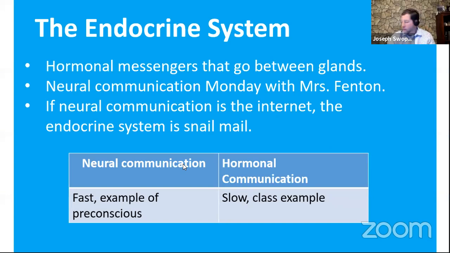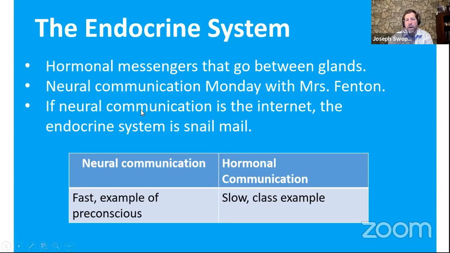Okay, now we're on the endocrine system. I'm going to sum it up in just a quick phrase: hormonal messengers that go between glands. The endocrine system is the system of hormones that are going through the bloodstream and attached to different parts of your body. Next week, Mrs. Fenton, on Monday or perhaps Tuesday, we'll be talking about neurocommunication, tiny neurotransmitters that jump from synapse to synapse, but hormones go between glands.